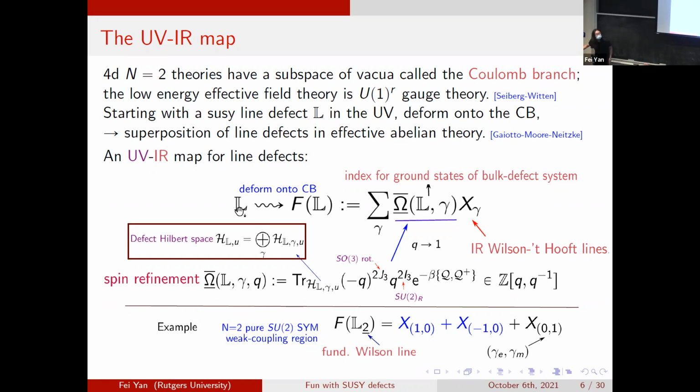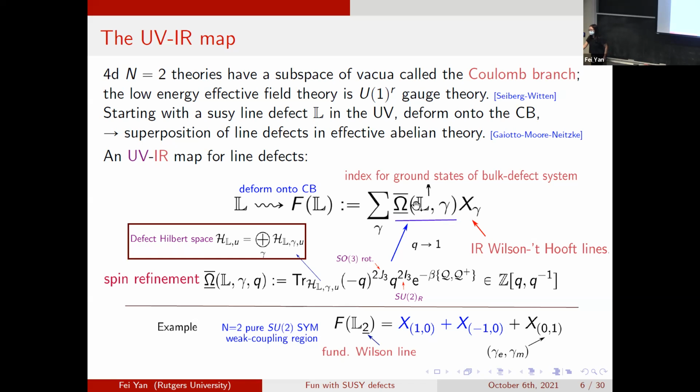Namely, I start with this UV line defect on the left, deform the bulk onto the Coulomb branch, and then I get a sum, or superposition, of infrared line defects, which I represent in terms of this symbol X_gamma here. Each X_gamma is an infrared Wilson-'t Hooft line, or you could think of it as a worldline of some heavy dyons with electromagnetic charge gamma. And there are some integer coefficients in front of each term in this decomposition. Such an integer can be interpreted as an index counting the ground states of the bulk-defect system.